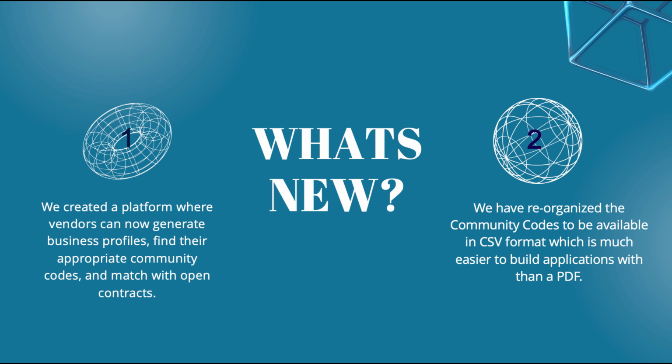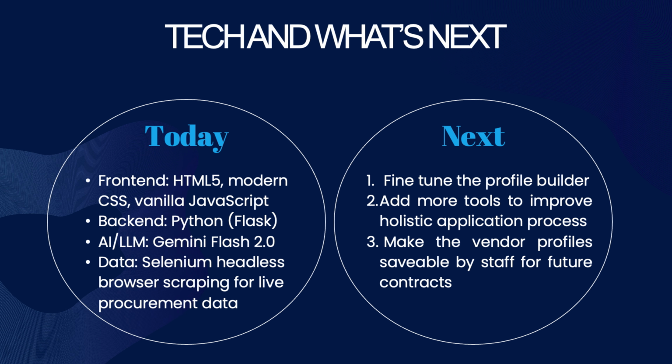The other thing is, a big part of this was that we took the community codes and turned them into a CSV format, which allows you to build further applications based off that data, because something like a PDF is not very easy to build applications off of. In the future, what I hope we can do with this is fine tune the profile builder to be more in sync with the information the city needs from a business, and they can store this profile for future matches when new opportunities come up, so they don't have to go searching for new vendors.